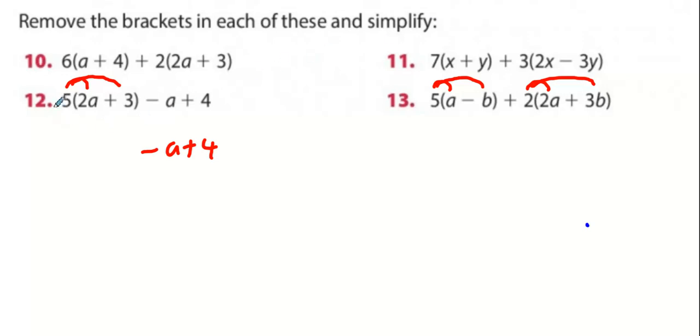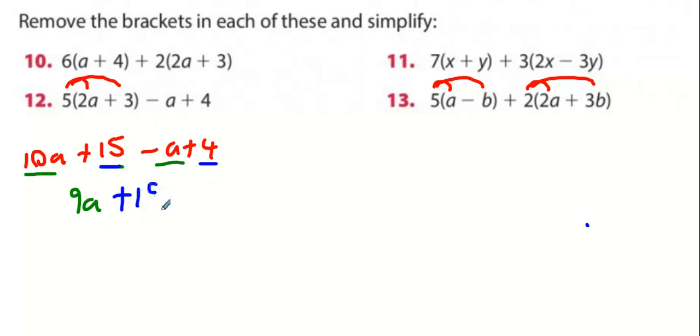Ready? 5 times 2a is 10a. And 5 times 3 is 15. So you're basically doing a stock check. You have 10 apples, but you sell one of them. So how many apples do you have left? 9a, don't you? And then you have 15 euro and you get an extra 4 euro. So what's that mean? 19 euro. That's your answer. Who got 9a plus 19?